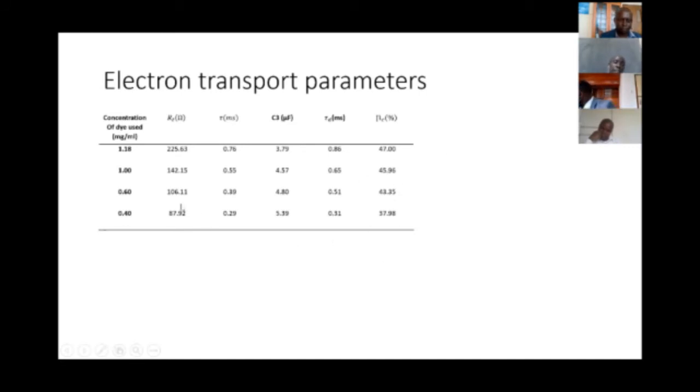We observe that as recombination resistance increases, more and more electrons will live longer because of that increase in resistance. That is why we have an increase in electron lifetime. And because of that increase, there are more electrons which are collected at the cathode, having transited the entire cell throughout. And so the electron collection efficiency increases.